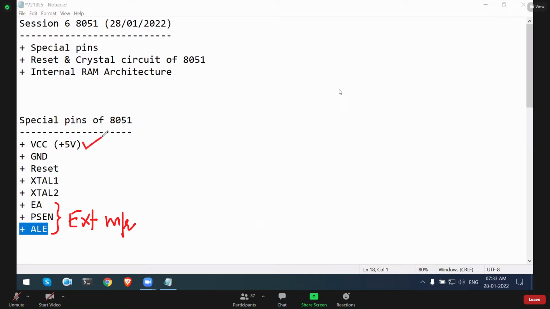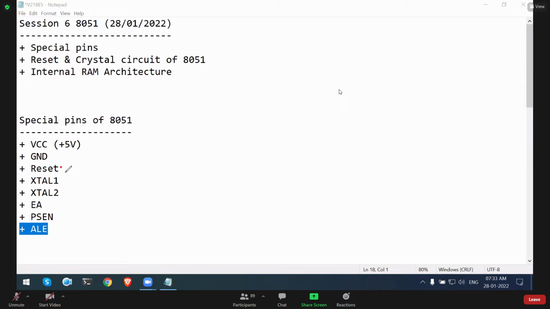VCC, you know, is where we have to give the voltage to the microcontroller. For that the VCC pin is used. The VCC pin is available on the 8051 pin diagram, and this pin number is 40. Then we have ground. You know, the ground is the reference point for every electronic circuit. So without ground, an electronic circuit is incomplete.